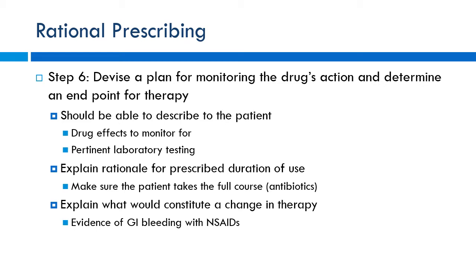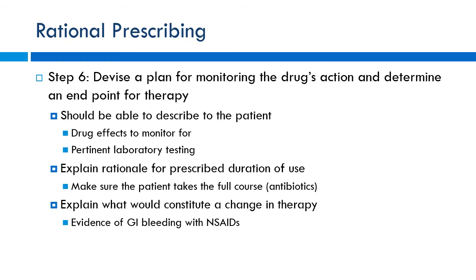Or this is going to be a lifelong drug. Explain why it's a lifelong drug, because again, no one outgrows RA. It's going to be something that they're going to be living with the rest of their lives potentially. So these are things you have to kind of explain. And then again, also explain what would constitute a need for change in therapy.